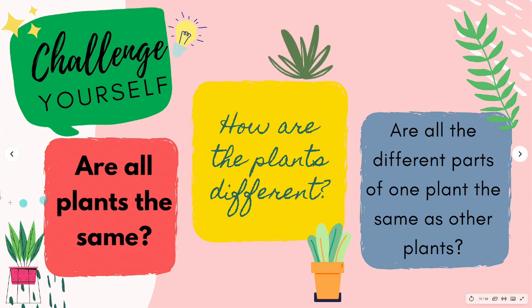Are all plants the same? How are the plants different? Are all the different parts of one plant the same as other plants?